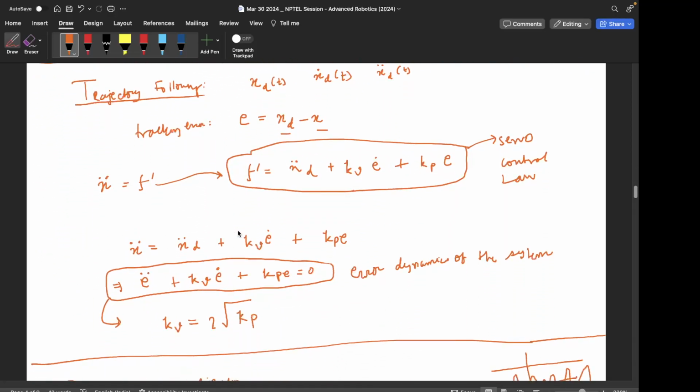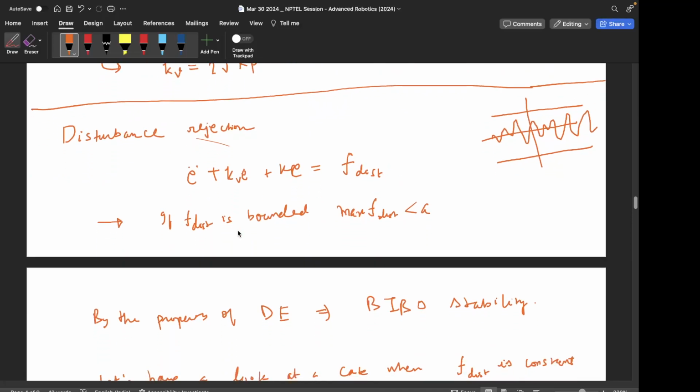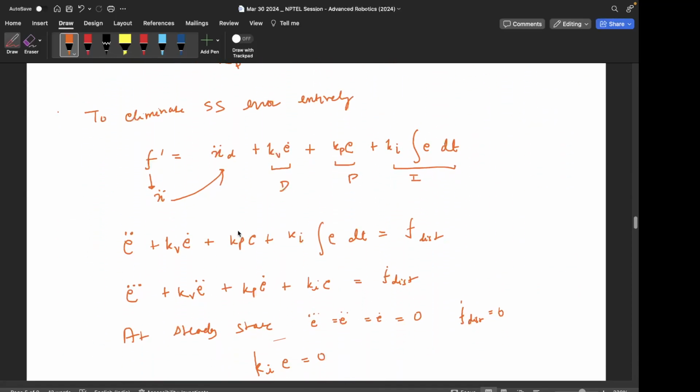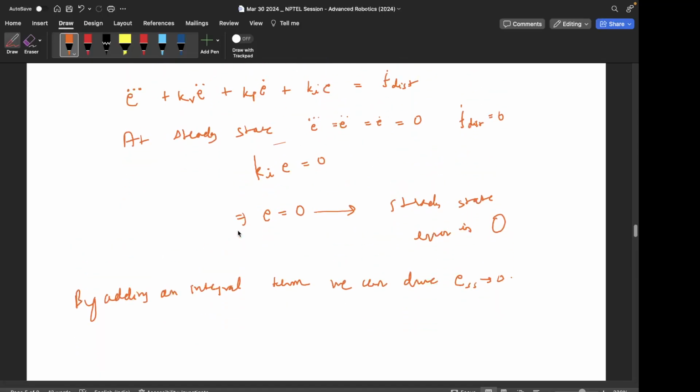And in trajectory following, we just extend the above approach to the trajectory case, in which the closed loop error dynamics can be derived, and again the gains for achieving critical damping can be selected. For disturbance rejection, for these differential equations, if the disturbance remains bounded, it's guaranteed that the response will also remain bounded. And for driving the steady state error to zero, we can add a small integral term, a KI term, to drive the steady state error to zero, right?